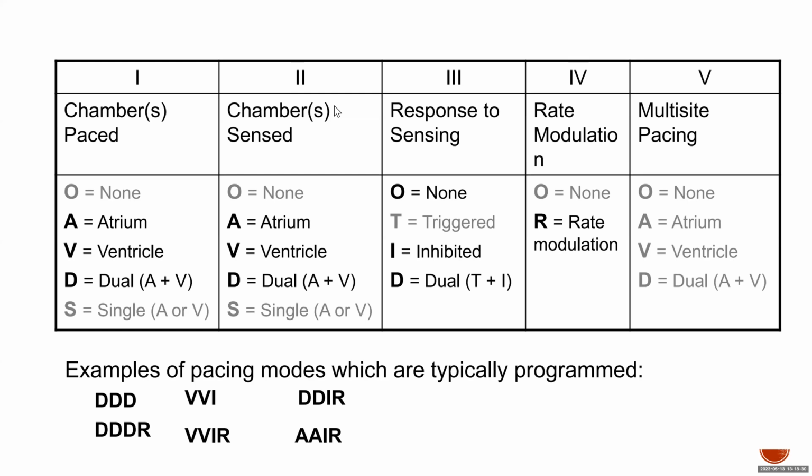So VOO, the first letter is pacing, so we're pacing the ventricle. Are we sensing? The second letter is O, so none. We're not sensing anything, or there's no response to sensing. It means we're just pacing all the time. So why would you do that? Why would you program someone VOO?